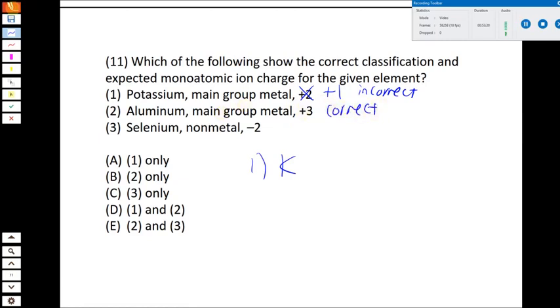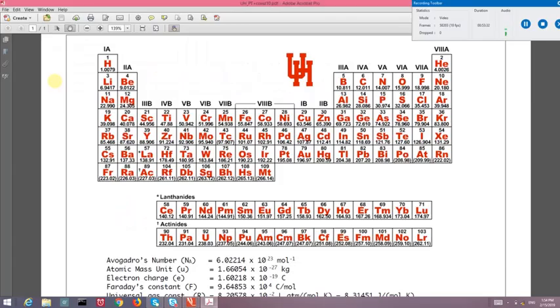And finally, selenium, symbol Se, that's number 34. This is to the right of the staircase, so what does that make it? Non-metal. So we have metals and non-metals, which are sort of the grossest classifications. There's some distinction within there, so it's a non-metal, and then what charge would it form as an ion?